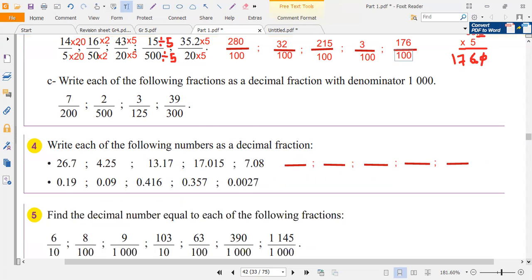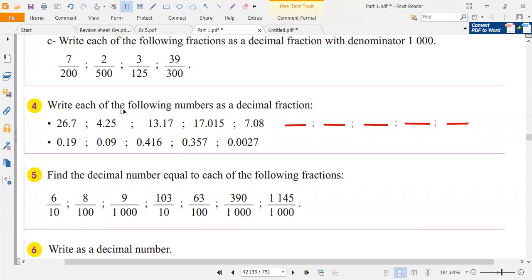Now we have to do exercise 4. Write each of the following numbers as a decimal fraction. So we have decimal numbers and we have to write them as decimal fractions. So what we have to do here? Look, we have 26.7. First, we write the number without points in the numerator. And in the denominator, we have to write 10 or 100 or 1000 because it is a decimal fraction.